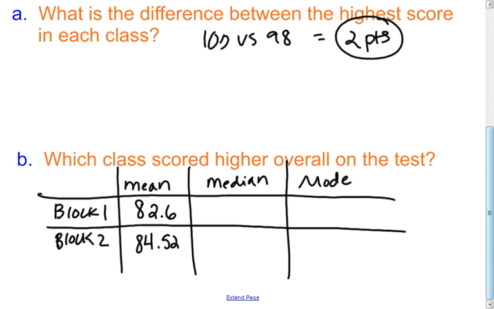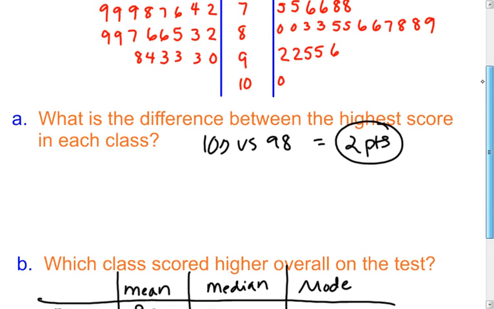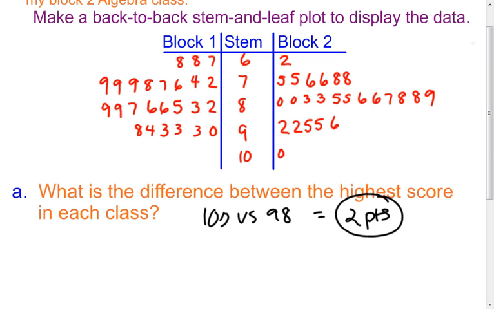84.52. Okay, then to find the median, you're going to have the numbers listed in order from smallest to largest, which you already do in the stem plot. And then you are going to find the middle number. So again, to find the middle number, I'm going to cross out the smallest number and the biggest number. The next smallest, the next biggest, next smallest, next biggest. And I'm going to keep repeating this process until I figure out where the middle number is.